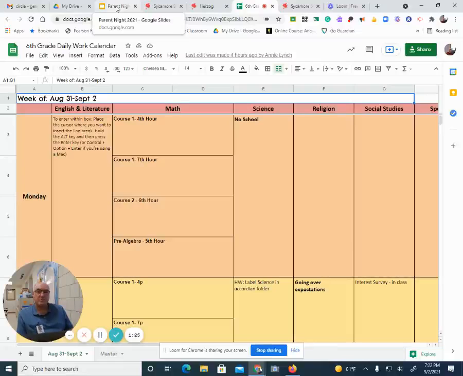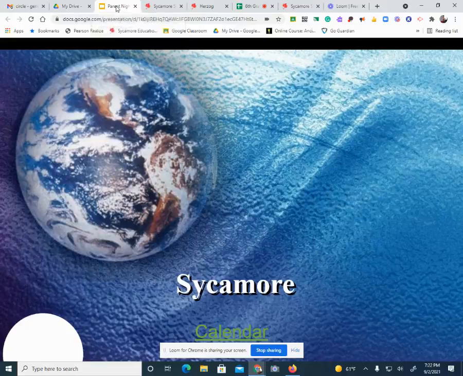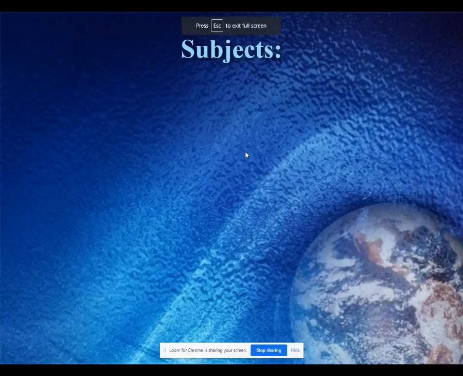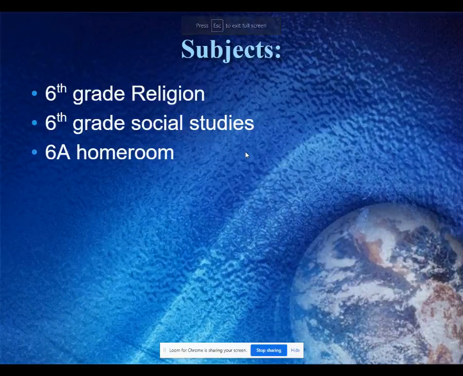This is where each teacher will record the daily work or what was done in class, even if there isn't an assignment. The subjects I teach are 6th grade religion, 6th grade social studies, and I have the 6A homeroom.